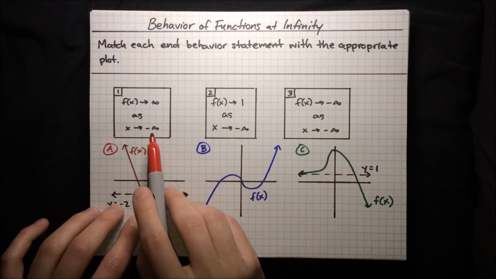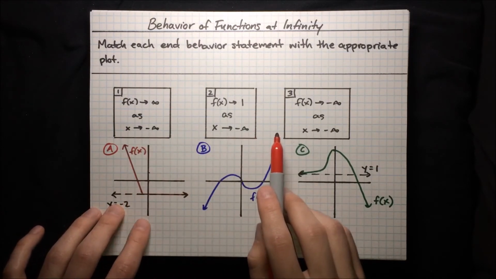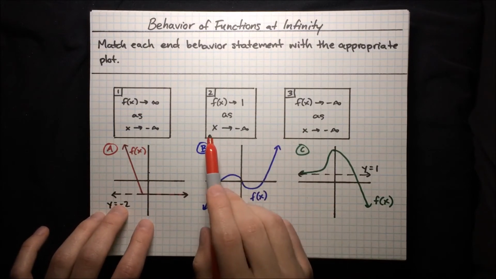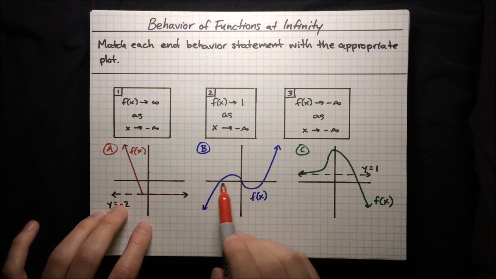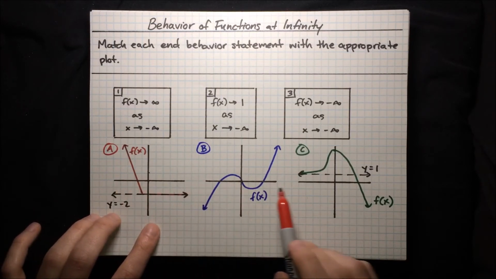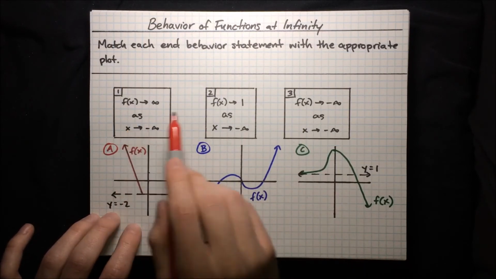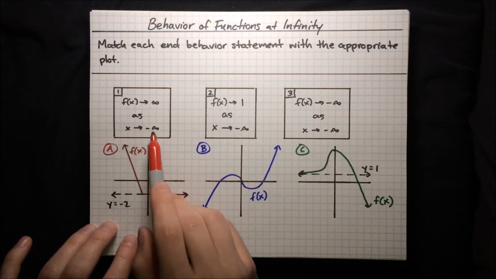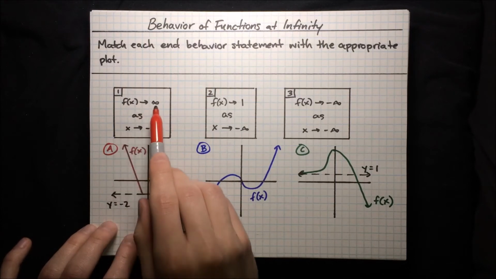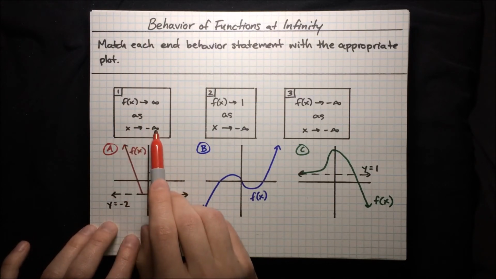So now instead of x getting bigger and bigger towards the right, in the positive direction, x is getting more and more negative towards the left. So we're going to be looking as x goes to the left in each one of these functions. Okay, so let's just go down the line. Starting with condition number 1, this end behavior statement says f of x approaches infinity as x approaches negative infinity.